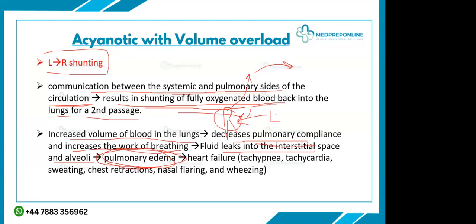So this was when there is a left to right shunt, with increased blood flow into the right ventricle, then into the pulmonary artery, and from there into the lungs. That causes fluid leakage into the interstitial space and the alveoli, and ultimately pulmonary edema, and the patient presents with heart failure, obviously in a neonate or an infant. There will be tachypnea, tachycardia, sweating, chest retractions, nasal flaring, and wheezing. All the signs of respiratory distress will be present.